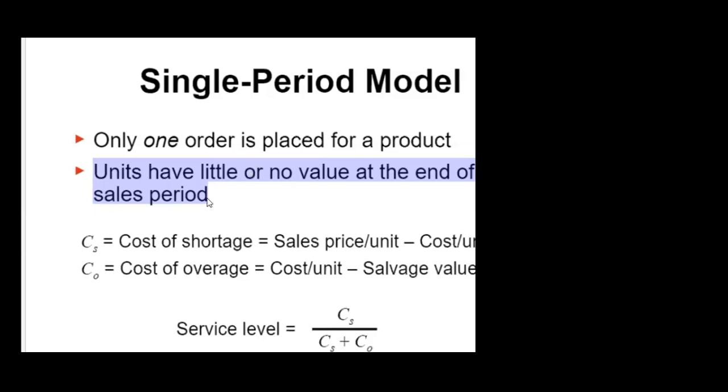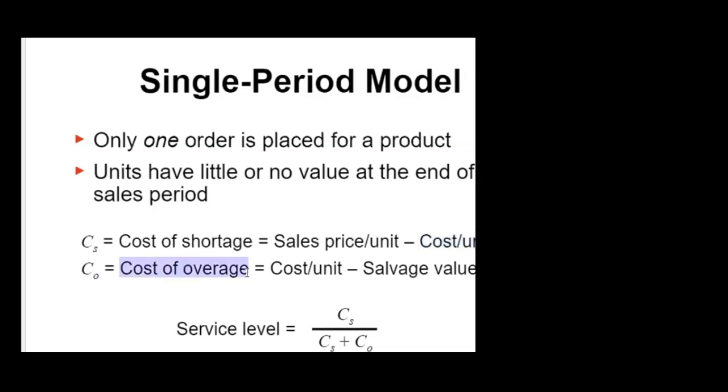So things like food, like fish, meat, vegetables, fruit, right? After some time the quality is very low and you can't really sell it to people. So CS is for cost of shortage. And cost of shortage is, in fact, you're losing the profit from that sale. So that's the selling price per unit minus the cost per unit. That's, in fact, your profit.